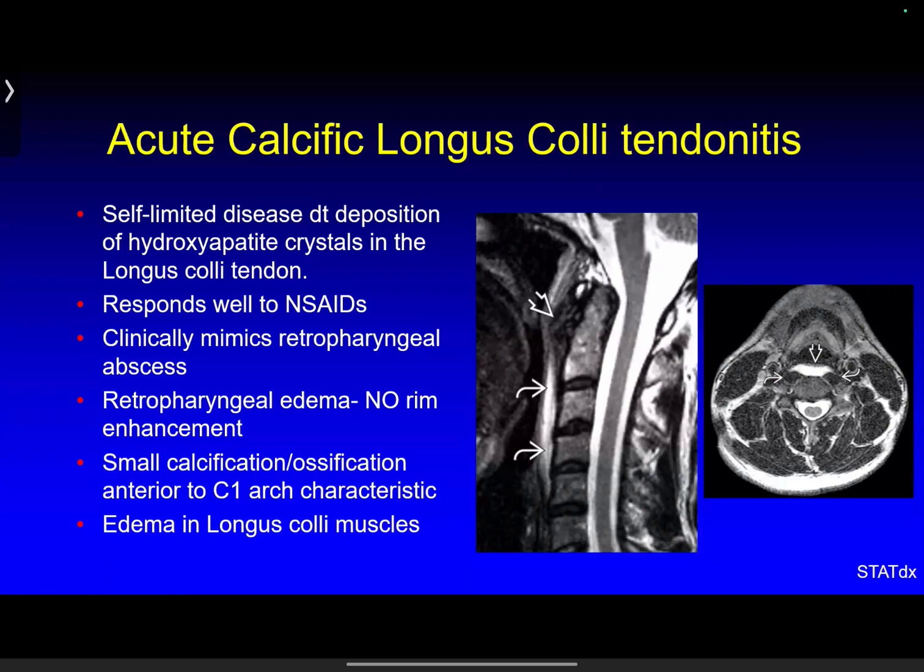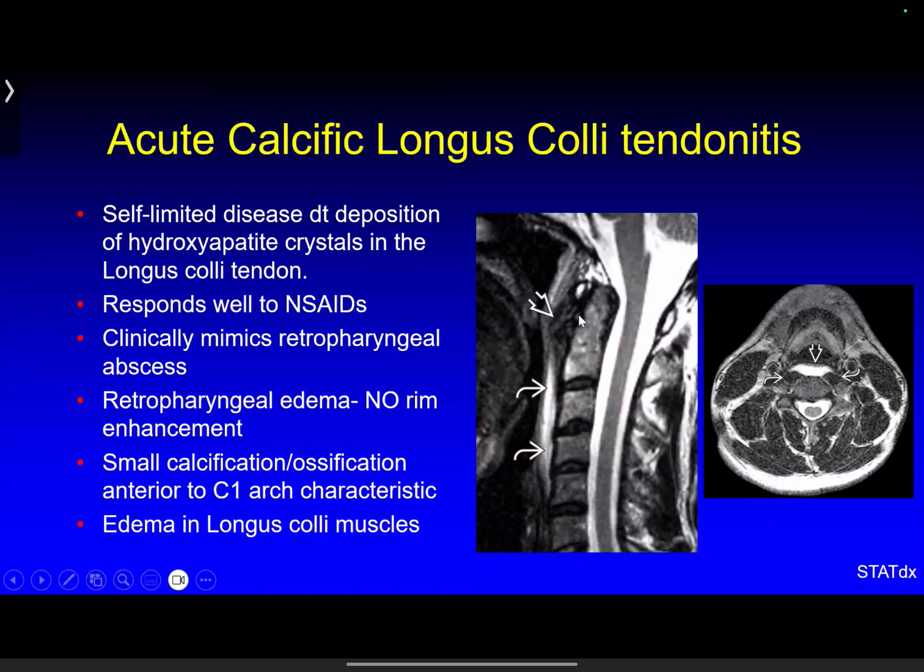This is a self-limited disease due to deposition of hydroxyapatite crystals in the longus colli tendon. It responds well to non-steroidal anti-inflammatory drugs, and it clinically mimics a retropharyngeal abscess. So it's important to do that CT and demonstrate no rim enhancement in that retropharyngeal effusion or edema, which is just reactive. The key to making this diagnosis is that small calcification or ossification anterior to the C1 arch along the longus colli tendon. And you may see edema in the longus colli muscles.